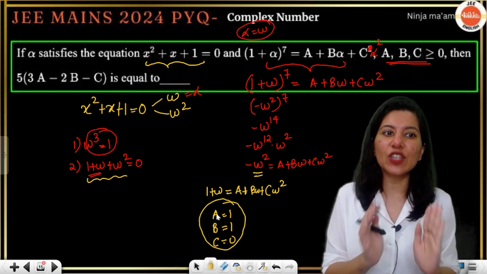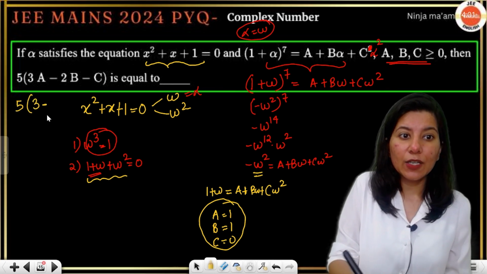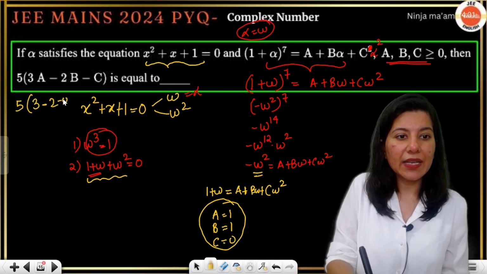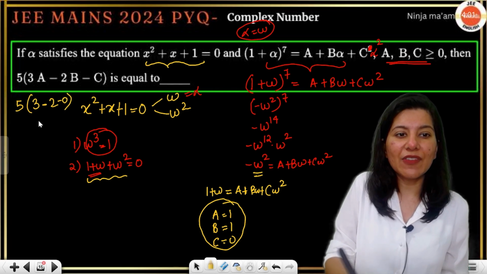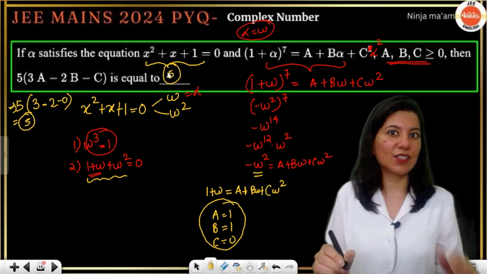Now let us plug in and check. 3A, 3A is 3. 2B, 2B is 2. Minus 0. So 3 minus 2, so this is 5. This is actually coming out as 5 only. 5 is the correct answer of this question.